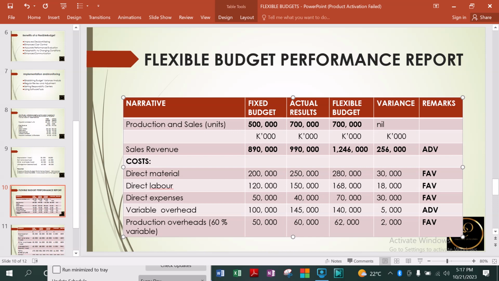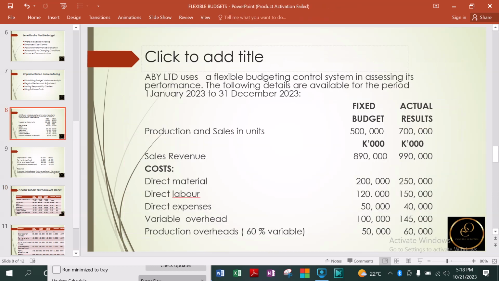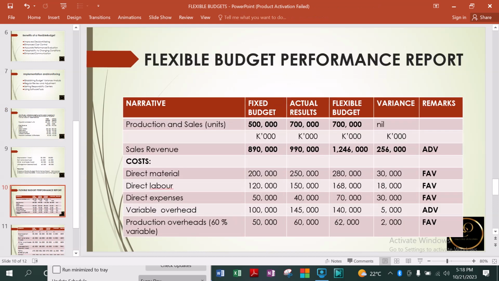So now I'm going to show you how you flex the budget. To flex the budget, you have to set the activities at the actual results level. In this case, if you look at the question, you have actual results of 700,000 units. So that is the level of activity which we set for the flexible budget. So you put 700,000 units here.